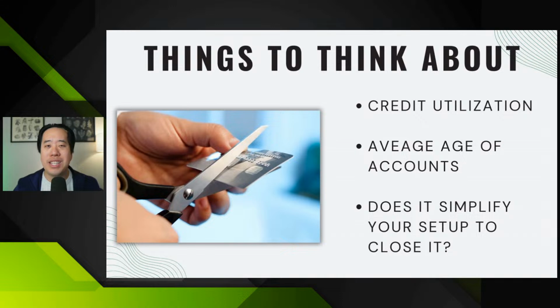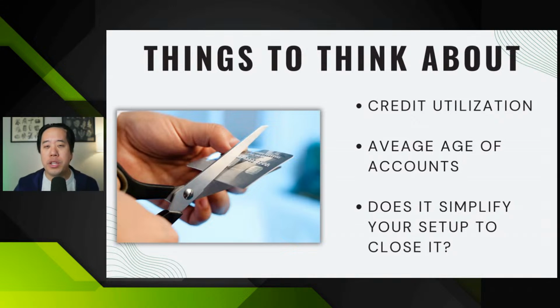So if it's not something that has a lot of limit compared to your total, then that's fine. The second thing is how old is the card? If it's super old, that may be helpful. But the thing is, if you cancel the card and you've had positive history on it, it lasts for 10 years on your credit report. So that's okay too. And also I misspelled average. I'm sorry about that. Average age of accounts.